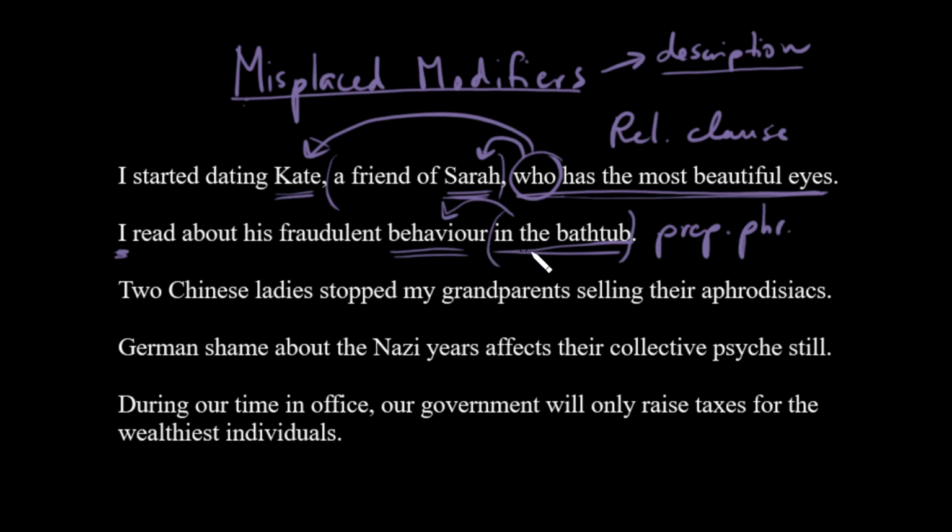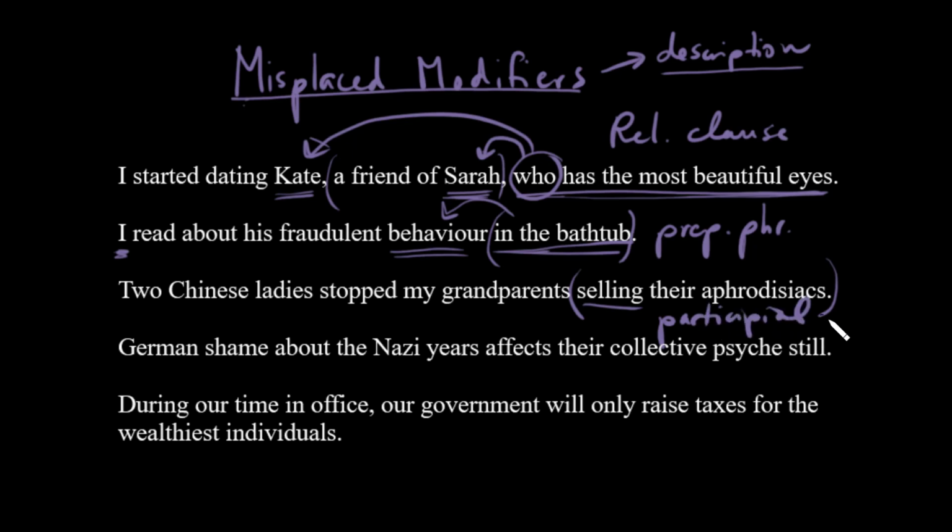You can fix this again by just moving things around, and you could say, for instance, "While I was having a bath, I read about his fraudulent behavior." So really just try to make sure that your modifier is as close as possible to the thing that it modifies. The next one reads, "Two Chinese ladies stopped my grandparents selling their aphrodisiacs." Again, we have this final bit here, and this is also a phrase, but this is a participial phrase.